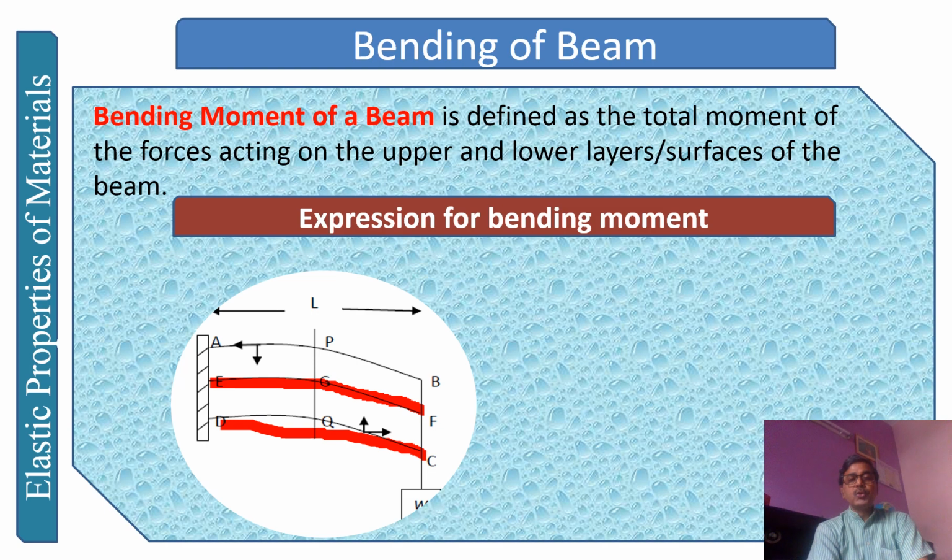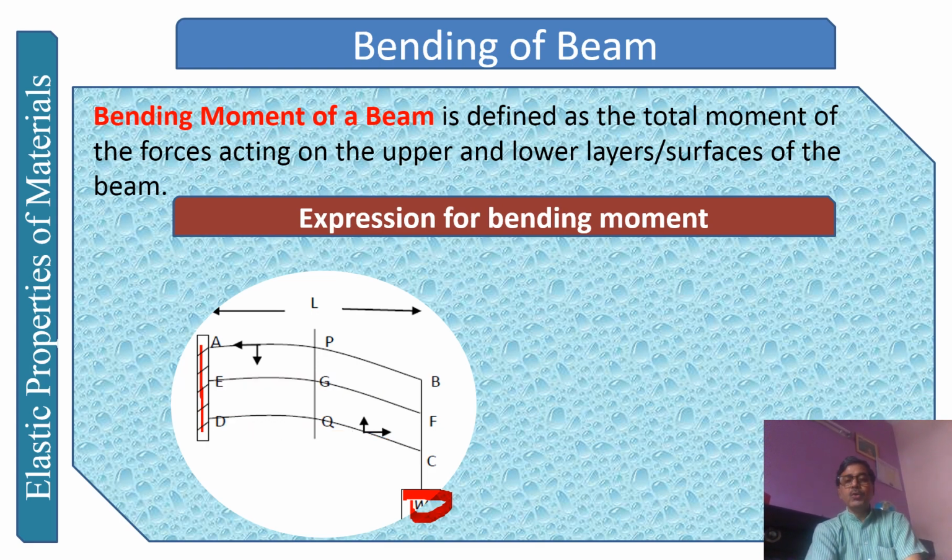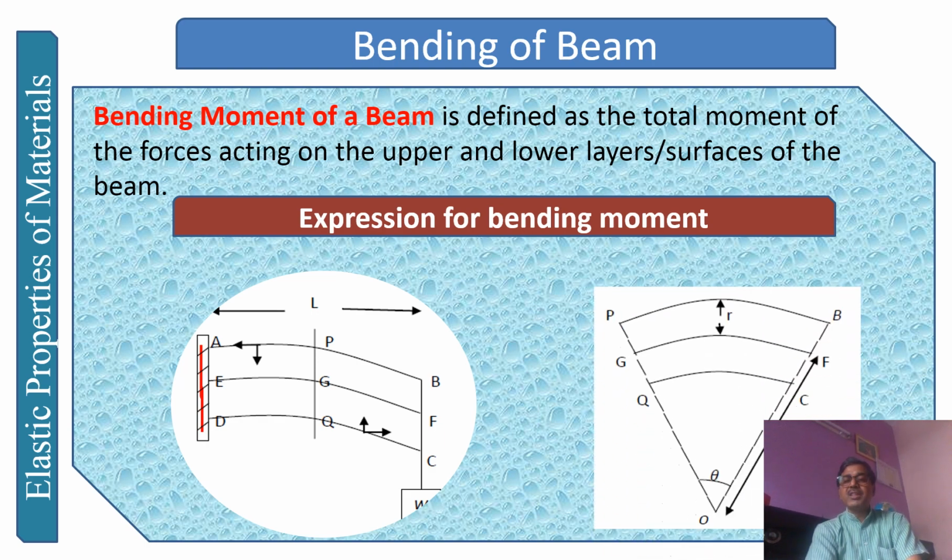Now what we are going to do? One end of this beam is fixed, just like you are holding the scale in your hand, and on another part you are putting the load. So here we are putting the load W. All right, so what is going to happen? Let's proceed further. We have taken a small part of this beam: P, B, G, F, Q, C. Of course the load W is already there. Now let us see what is happening in this case.